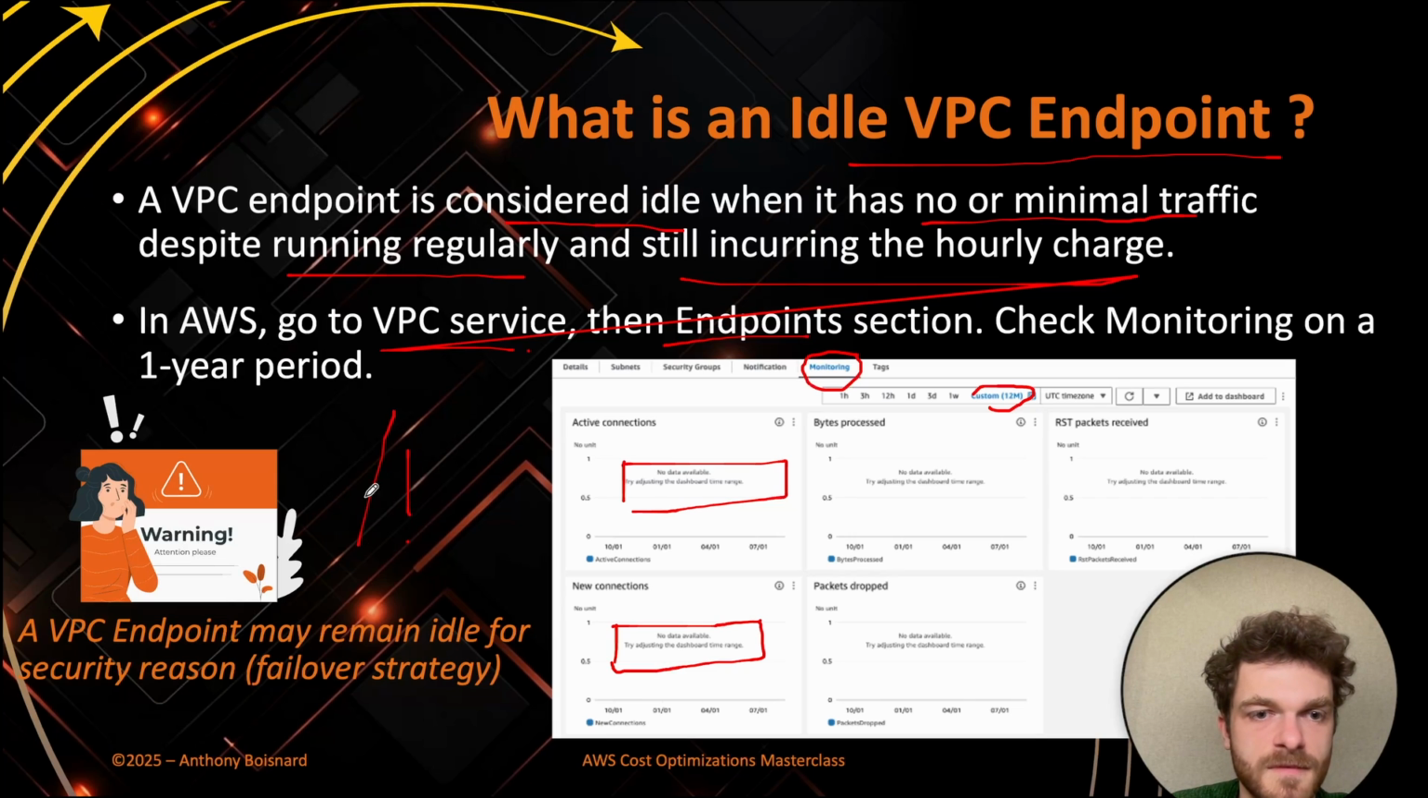Warning here, it may be idle for a reason. So for example, for security reasons, or if you have a failover strategy, it's normal that some of your VPC endpoints are idle. So please double check with the team before deleting anything.